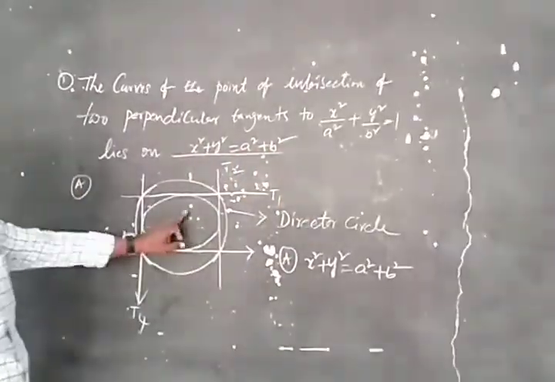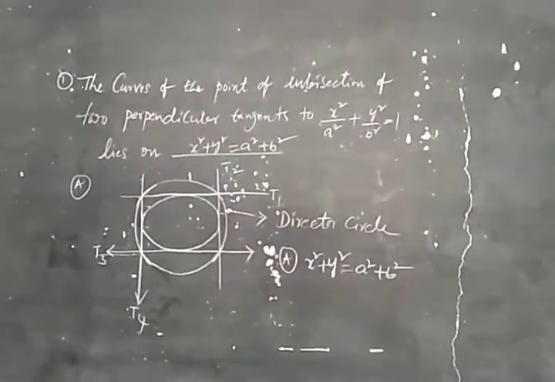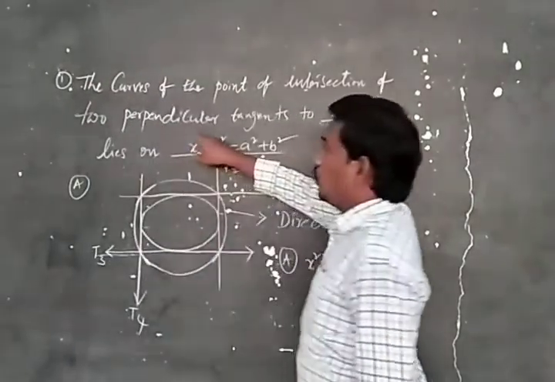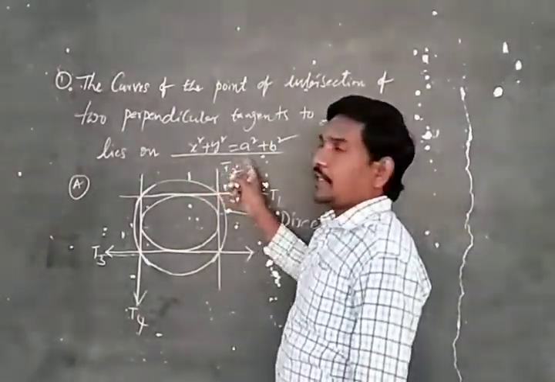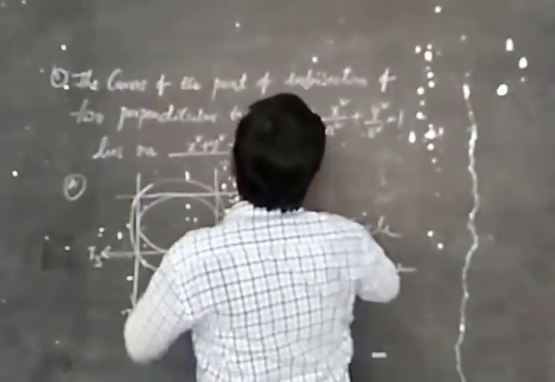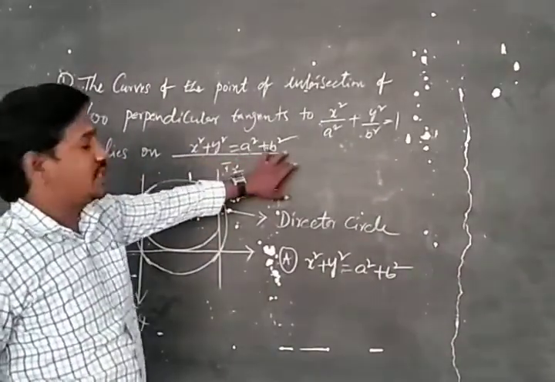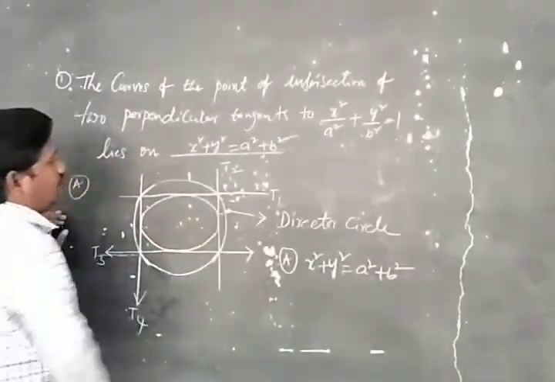This is the description of the problem. The curve of the point of intersection of two perpendicular tangents to the ellipse lies on the director circle. So we have to write director circle: x square plus y square equal to a square plus b square. This is the diagram of the particular problem. Note down.